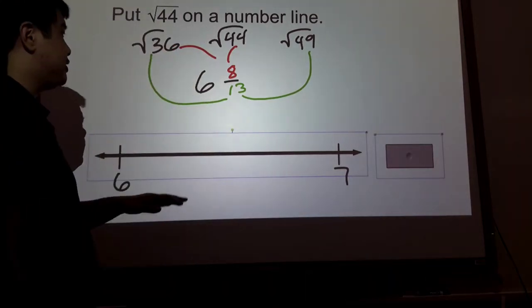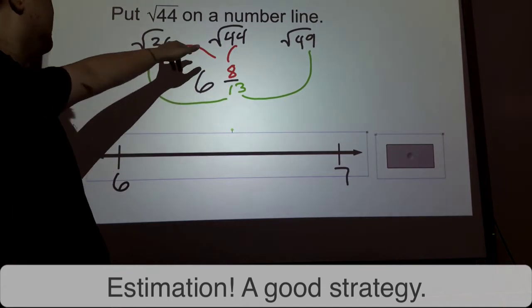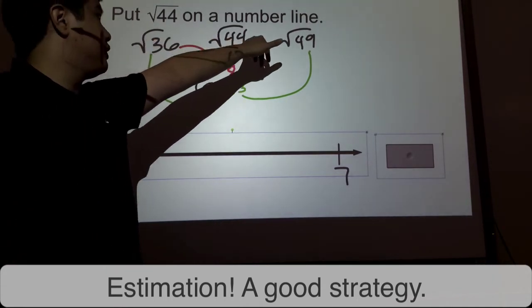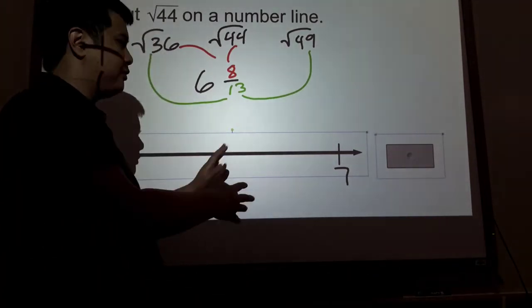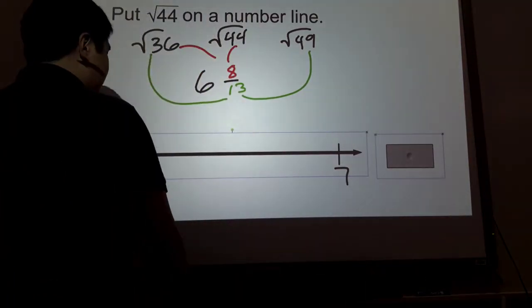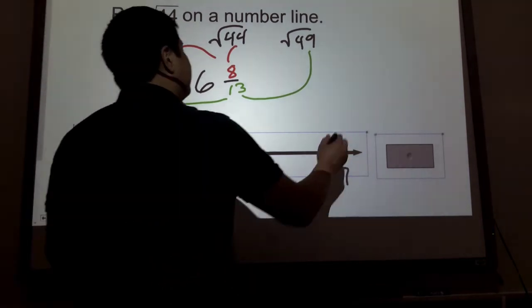We can speculate that it's going to be pretty close to directly in between 6 and 7, because the difference between 36 and 44 is 8, and the difference between these two is 5. It might be a little bit closer to 7, but pretty close to the middle, and closer to the 7 part. Okay. So let's see what this gives us as a decimal.